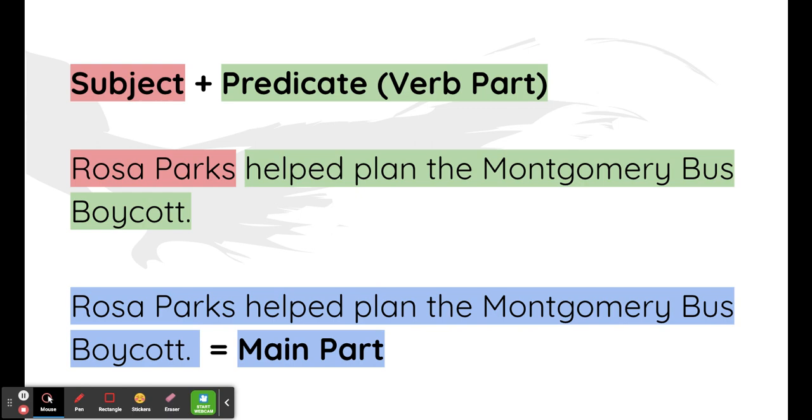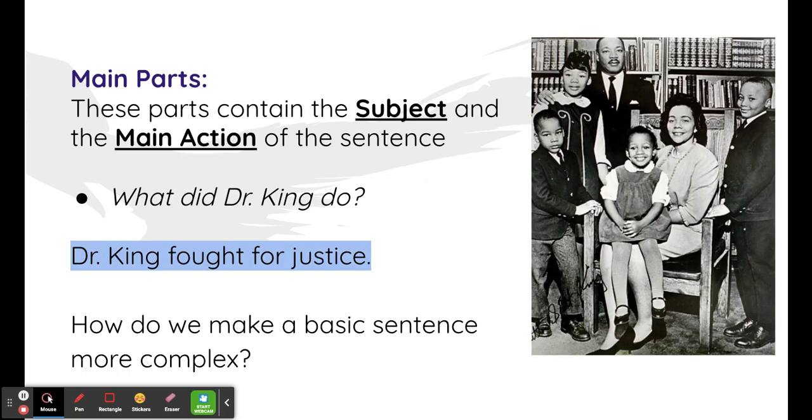So as in another example, Rosa Parks, subject, helped plan the Montgomery bus boycott. So Rosa Parks is the subject, helped is the verb, but the whole predicate is helped plan the Montgomery bus boycott. Together, the subject and the predicate create the main part of the sentence. So the subject and the main action create the main part of a sentence. Dr. King fought for justice. What did he do? He fought.